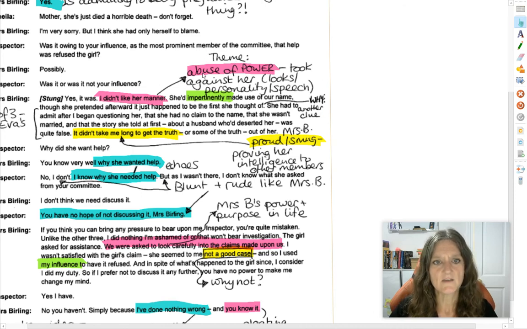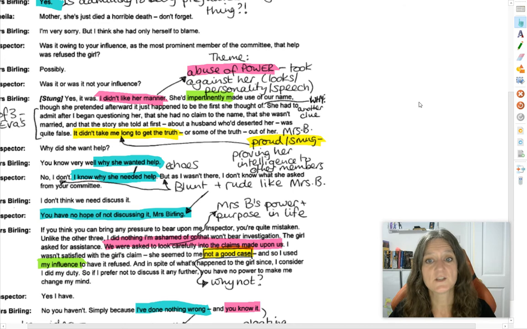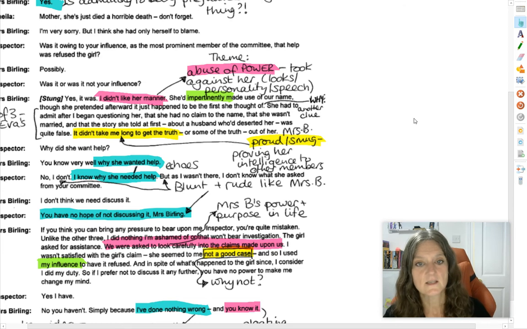So we've got this theme again, haven't we? It's an abuse of power. Mrs. Birling decides not to help out this poor girl who is desperate because she didn't like her looks, she didn't like her personality, she didn't like the way she spoke. "I didn't like her manner." And that's all it took. She didn't care what the girl said next, because she's judged her really, really instantly. So it's this idea of abuse of power. Mrs. Birling is not making an objective decision. She's making a subjective decision because she's taken against this girl. So real abuse of power here.